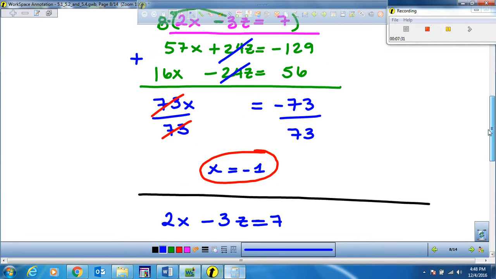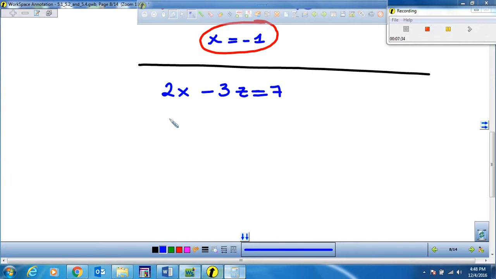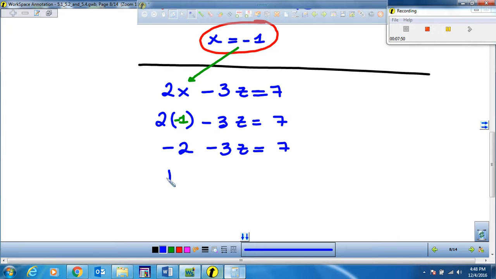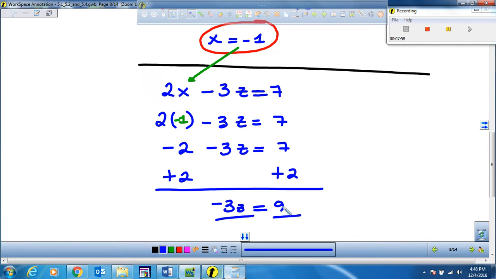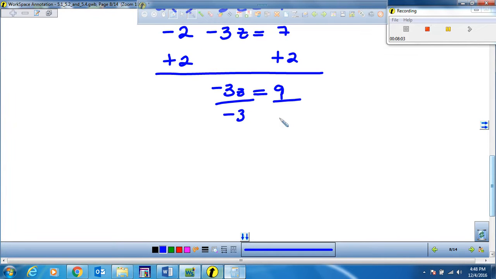Just double check that I did copy it right. 2x minus 3z equals 7. So 2 times, this negative 1 is going to go here. 2 times negative 1, negative 2, minus 3z equals 7. Add 2 to both sides. So that's going to be negative 3z equals 9. Divide both sides by negative 3. So z is equal to negative 3.